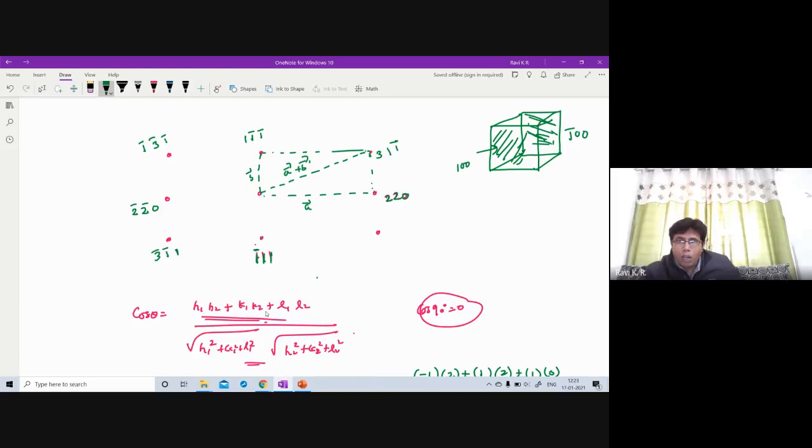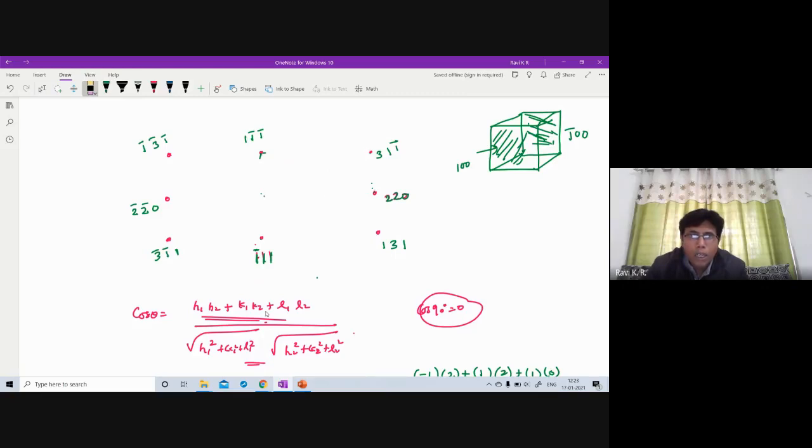Now you add these two parts. Now this is actually 1, 3, 1. Opposite must be 1 bar, 3 bar, 1 bar. So what we did here is we have already identified all those parts. We have done an indexing of the pattern, but this is not complete.